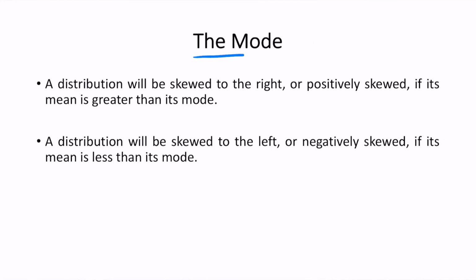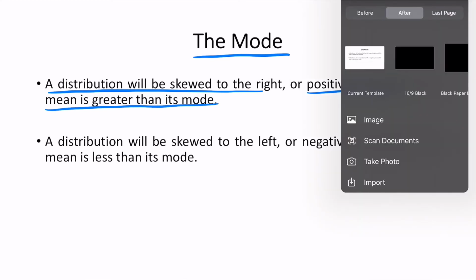So what is mode? How can we determine based on mode? What can we say about the distribution? If you have a skewed distribution or a positively skewed distribution, the mean in general is greater than the mode. One way of looking at it is to look at the distributions themselves.